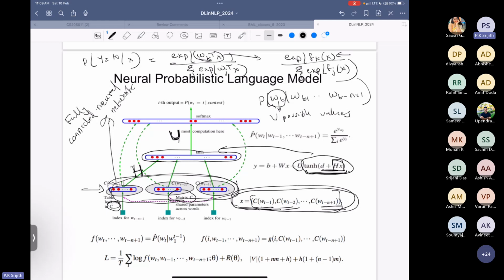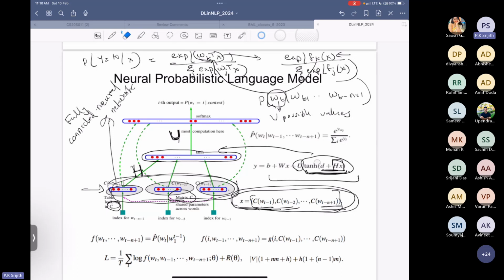In the case of logistic regression, you consider this as a simple linear transformation of x, something like wk transpose x. While in the case of a neural network, you consider this fk of x as a non-linear function of x, which involves some linear transformation, non-linear transformation, again some linear transformation, non-linear transformation, etc. So in this neural probabilistic language model, they are considering a very simple one-layer neural network, which just involves one nonlinear transformation.